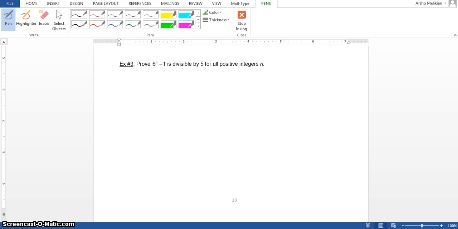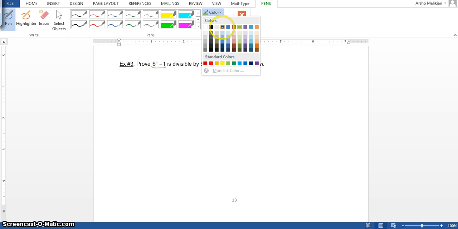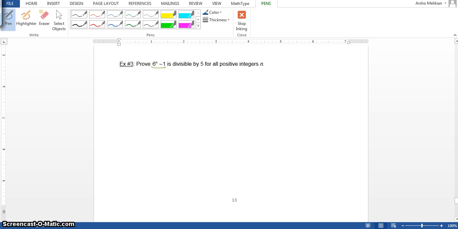Okay, so in this problem it says prove 6 to the n minus 1 is divisible by 5. Let's just think about what it means to be divisible by 5. Okay? What are the numbers that are divisible by 5? 5 is divisible by 5. What's the next one? 10. 15. So basically it's all the numbers that have 5 as a factor.